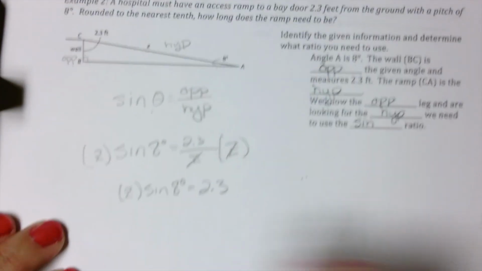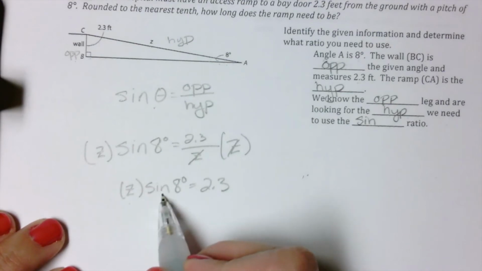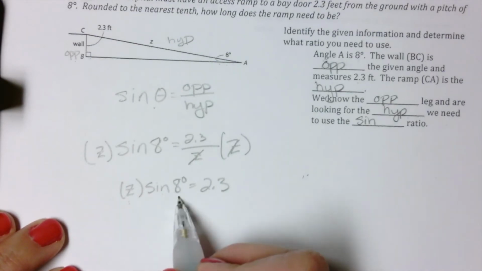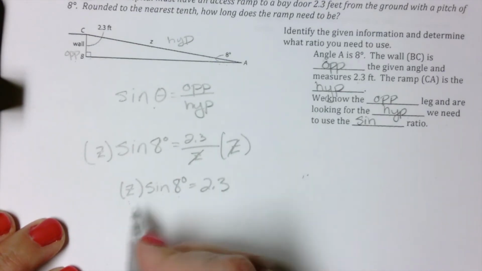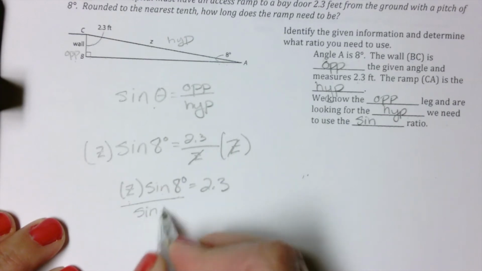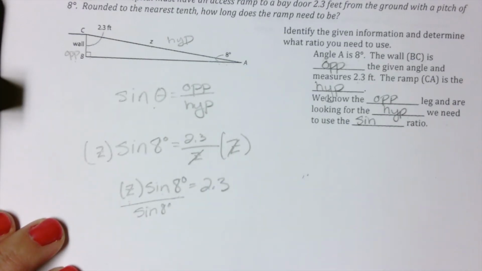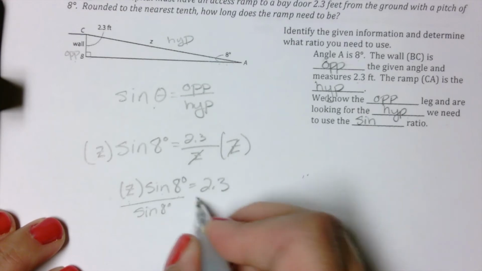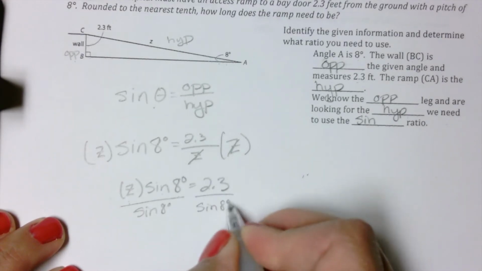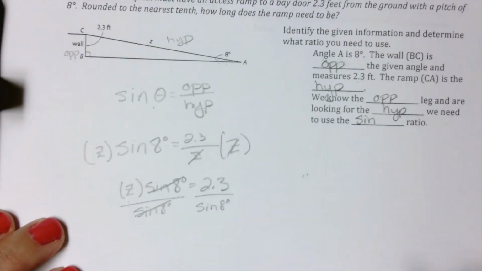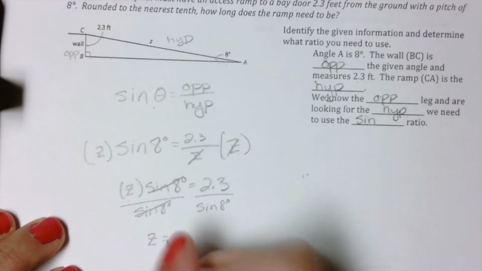And just like example 1, Z is not being multiplied times the 8. Z is being multiplied times the sine of 8 degrees. So we're going to divide by that entire thing, and we're going to do it on both sides, the sine of 8 degrees. Those two cancel each other out and leave you with nothing but Z.